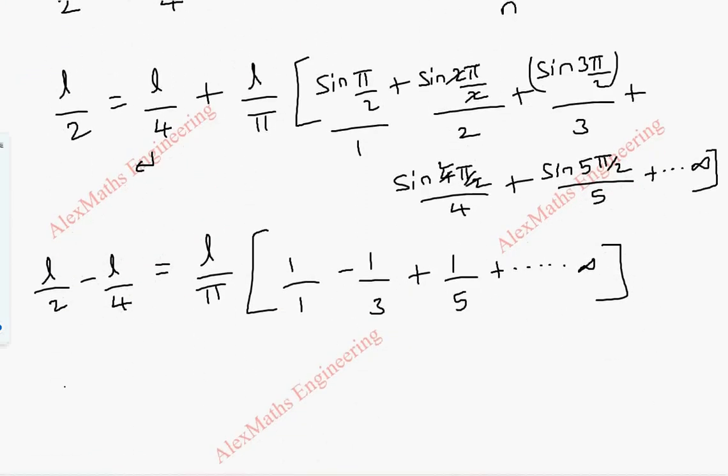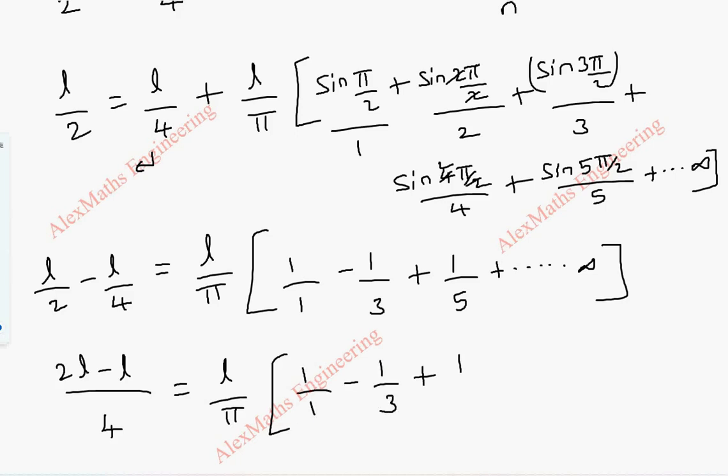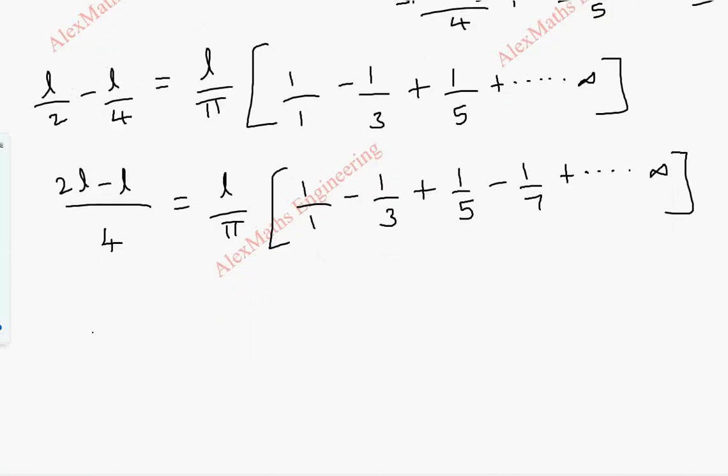Now we take LCM here. LCM is 4. So 2L minus L equals L by pi, and we have 1 by 1 minus 1 by 3 plus 1 by 5 minus 1 by 7 plus dot dot dot till infinity. And this is L by 4.